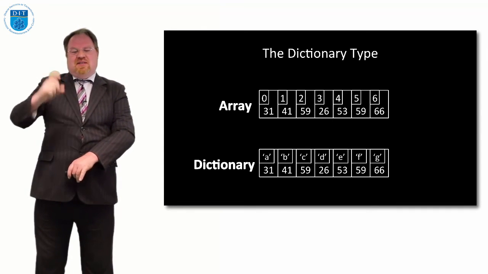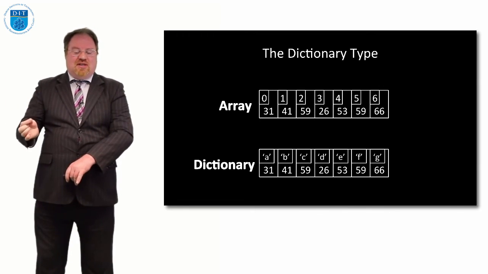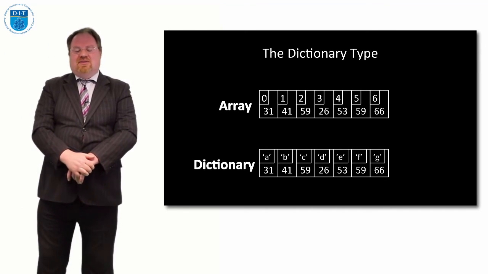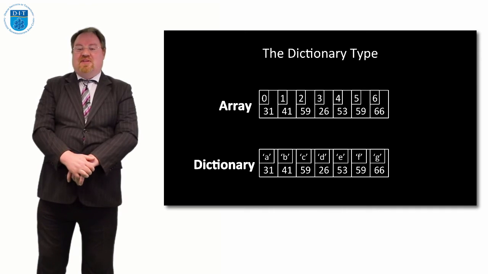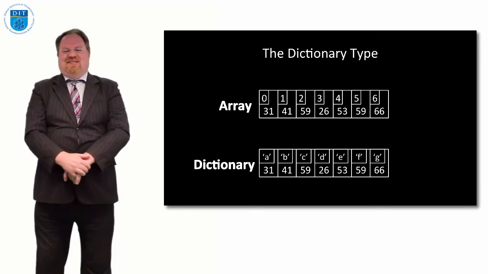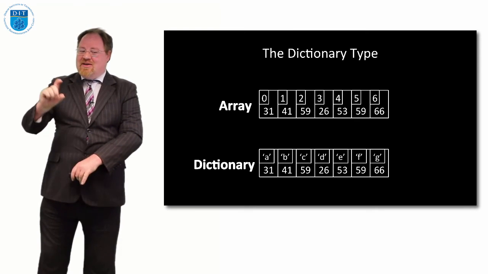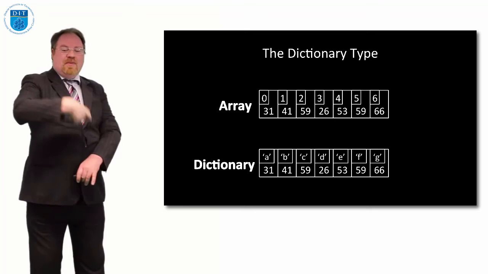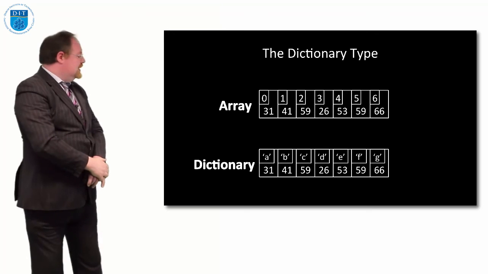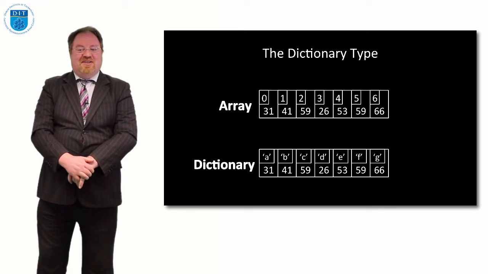Now, instead of indexing the array by numbers, we can index this dictionary type by letters in this case. So if I do dictionary, open square bracket, c, close square bracket, it's going to return the number 59, because 59 is the cth element. The fth element is 59 as well, and the gth element is 66. So it's not that the numbers on the bottom represent an index, it's that those letters now represent an index. So tell me what the bth element is. The b element of this dictionary is 41.